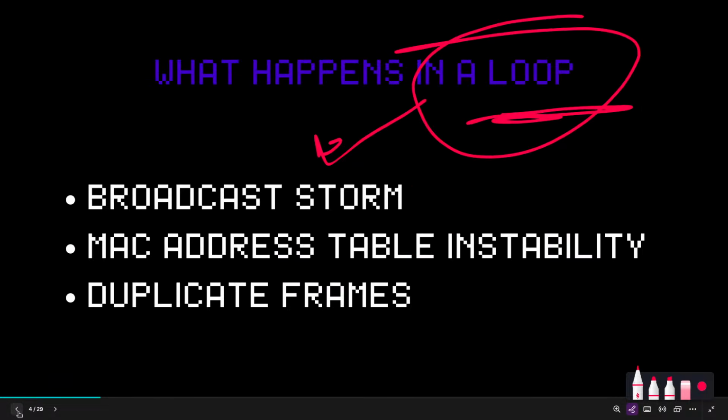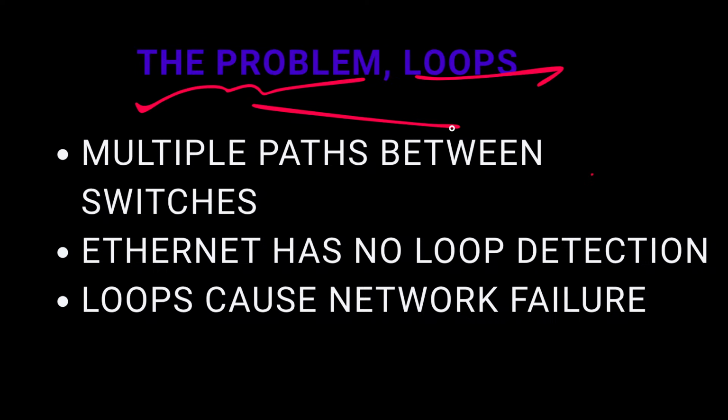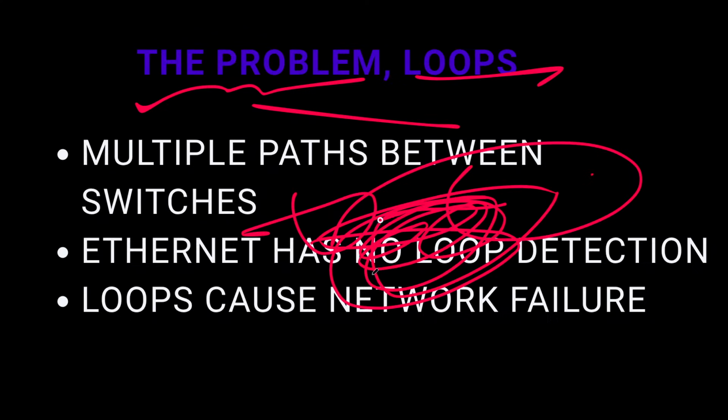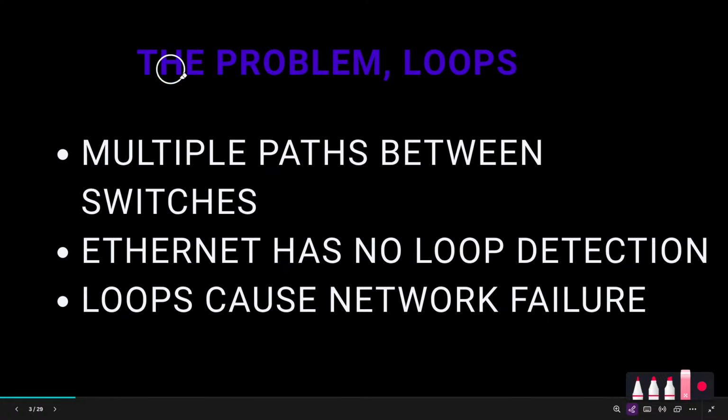I can give you one more example for better understanding. Okay, the problem. Just think that if we have two switches and they are connected with more than one cable, data can circulate forever, right? There's no stoppage actually, right? So this is the problem.